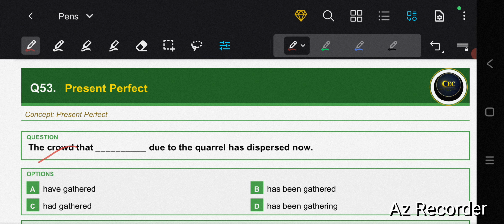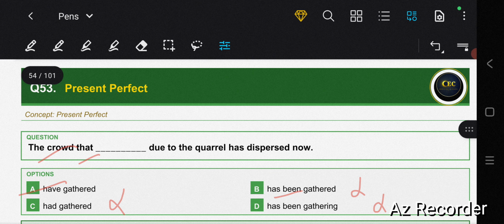So we have to take the plural verb. Has been, is it plural? No, this one is singular, so it is incorrect. Has been gathering, is it? It's also singular, so it's also incorrect. Had gathered, had may be singular or plural, but this is not present perfect. This one is past perfect. So the correct option here is option A, have gathered.